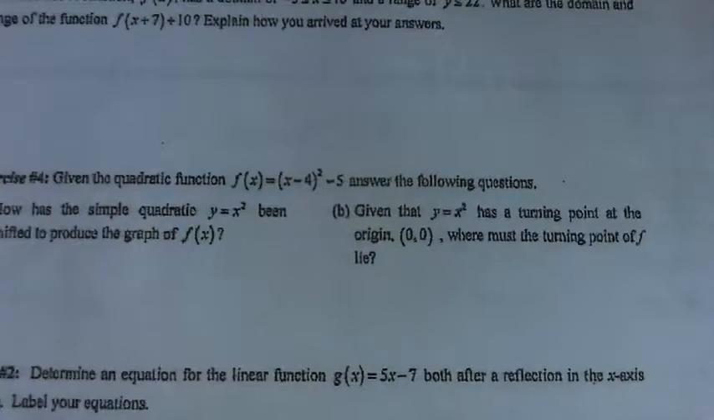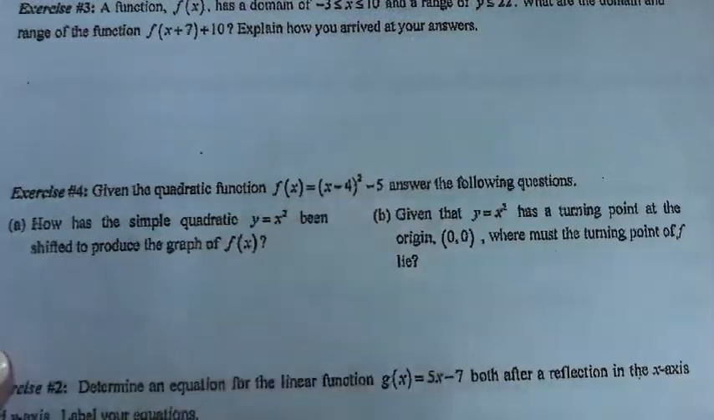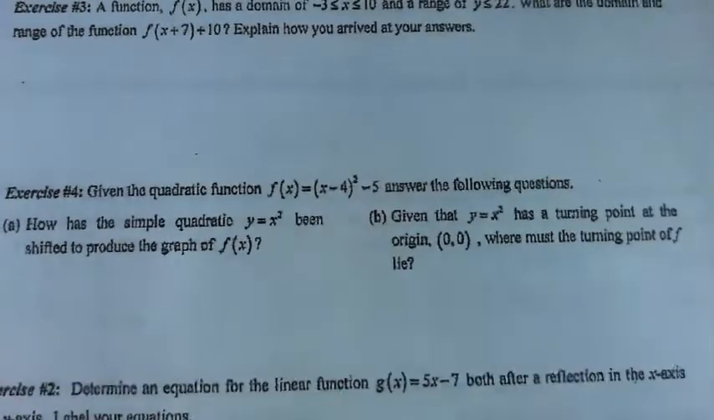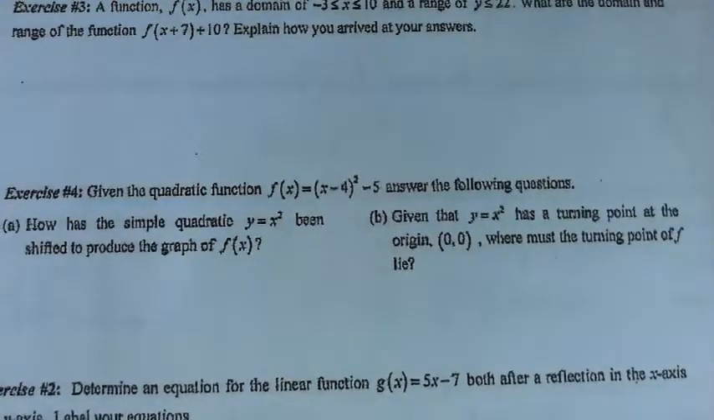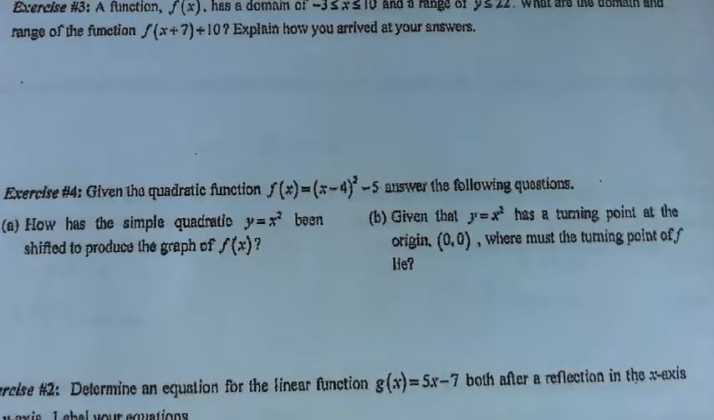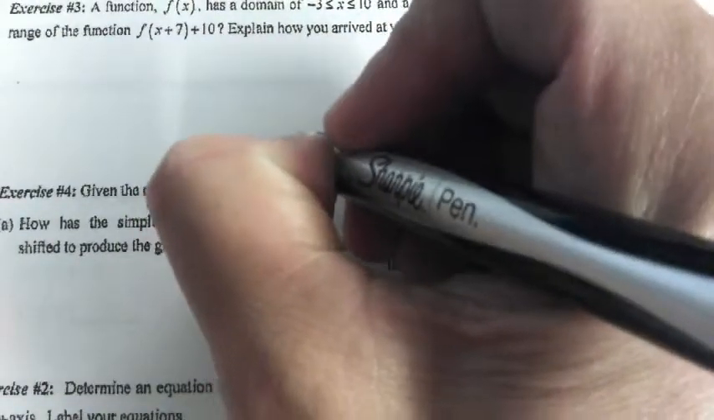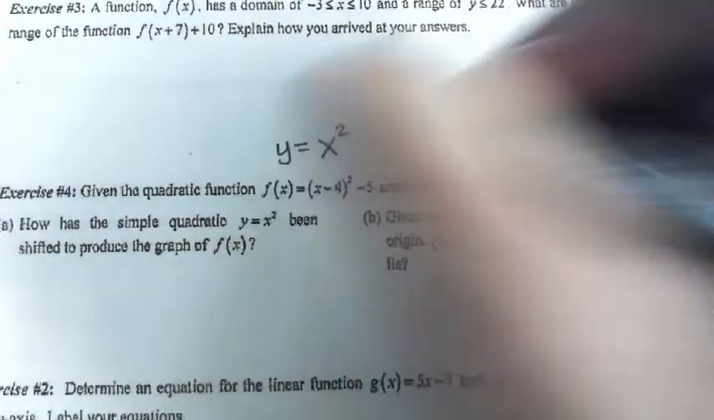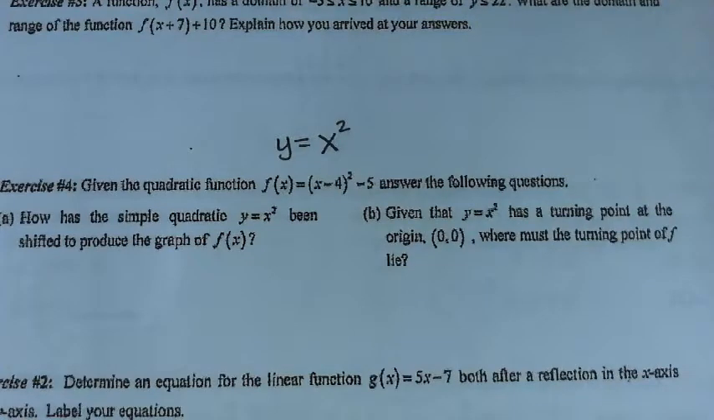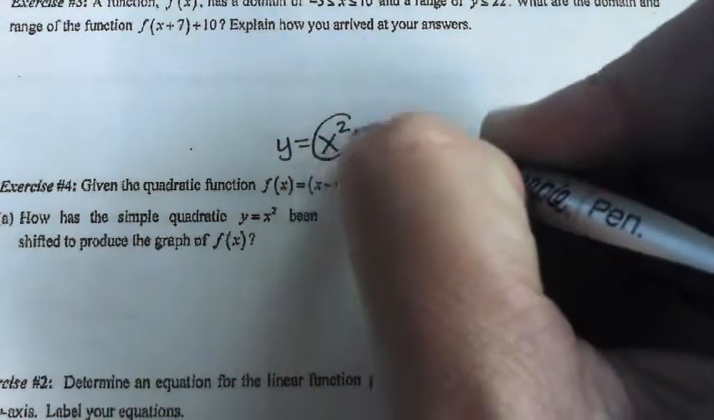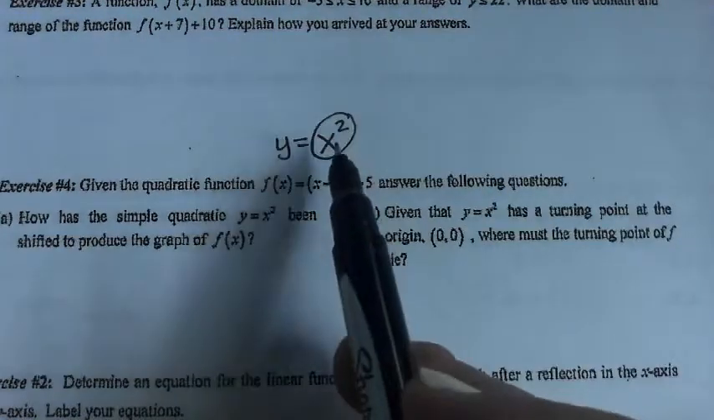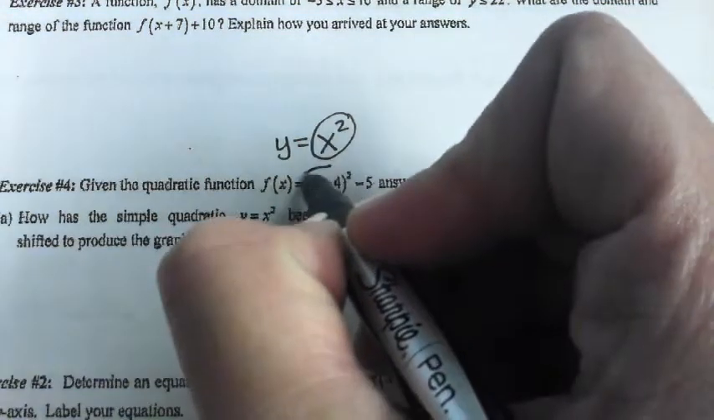Okay. We're given a quadratic function. Now, it's going to come up with every different type of function we look at. I'm going to give you the parent graph. That is the graph of that type of function before any transformations have taken place. And the parent graph of this is y equals x squared. So just think x squared.